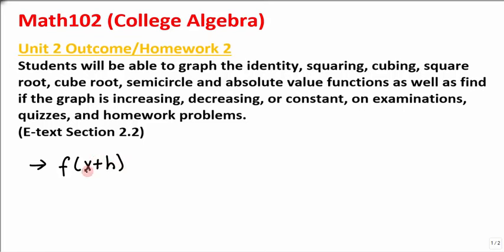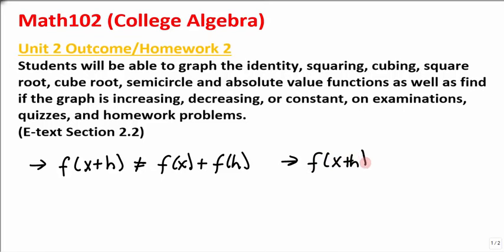F of x plus h means everywhere I see my variable I can plug in an x plus h. It does not mean that I can distribute the f to the x plus h or to the binomial following it. So f of x plus h does not mean to take the f and distribute it. It means everywhere I see a variable I'll plug in an x plus h. It also doesn't mean that I can distribute the f toward any part of this. So again, it doesn't mean to multiply and distribute. It does not mean I can go ahead and take this f and multiply it by the x and then add h or anything like that.